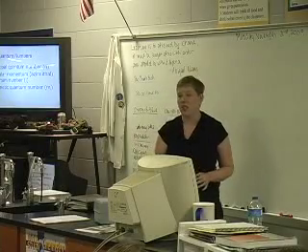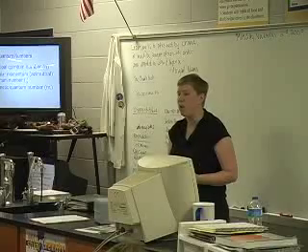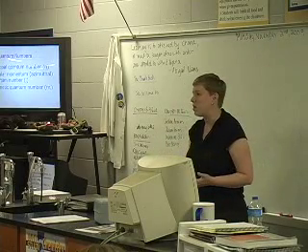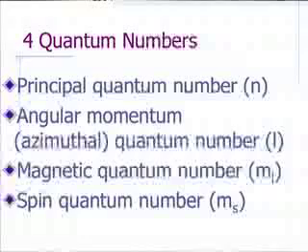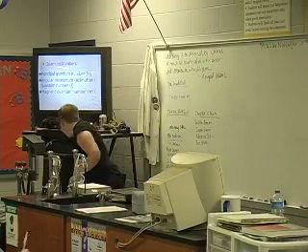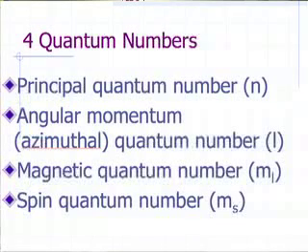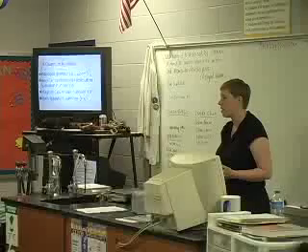The third quantum number is called the magnetic quantum number, and we represent it with an M sub L. The reason we use a sub L is because it's based on the second quantum number, so we show it with an M sub L, and that little letter down there is an L. And the last quantum number, which is the easiest to remember, is the spin quantum number. We represent it with an M sub S.